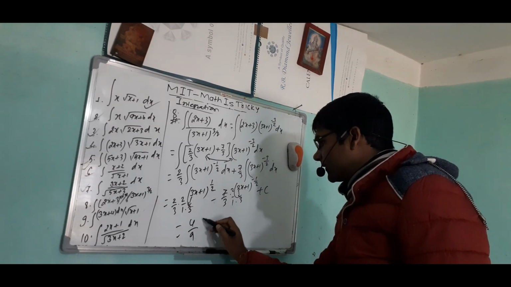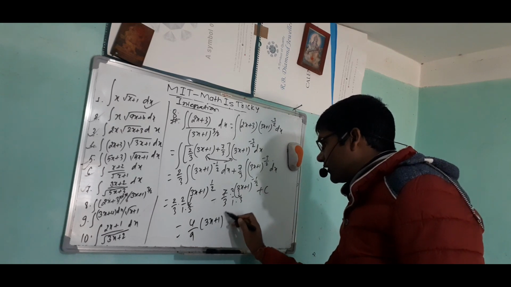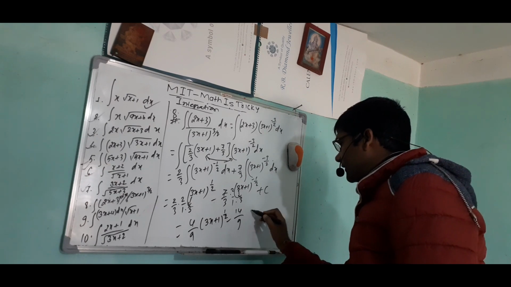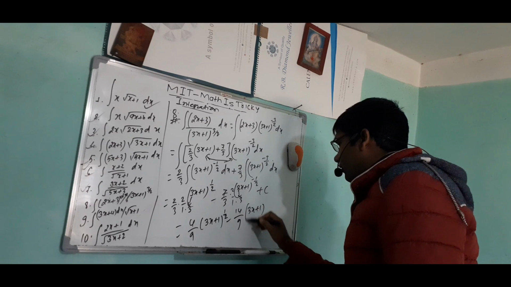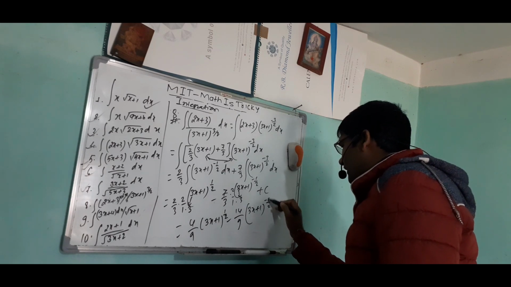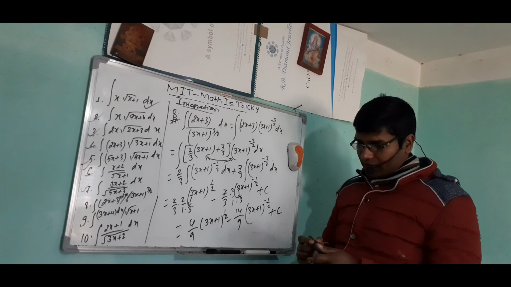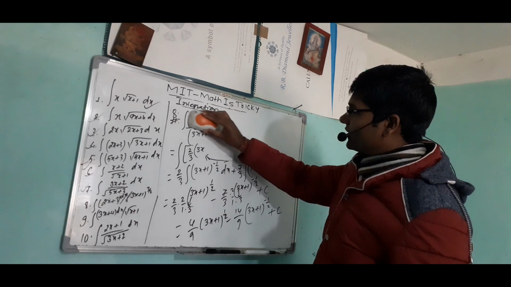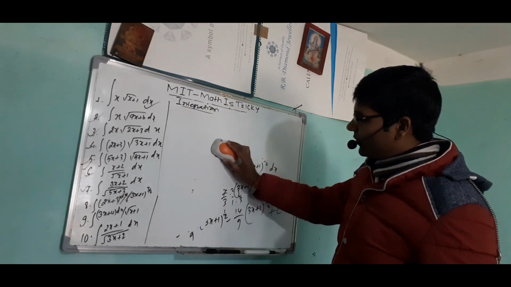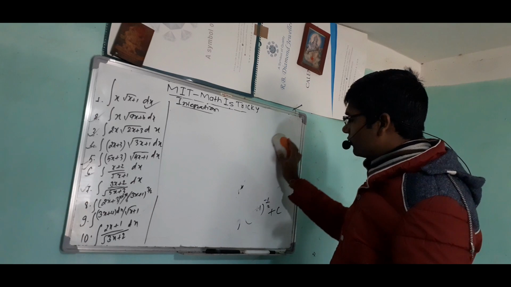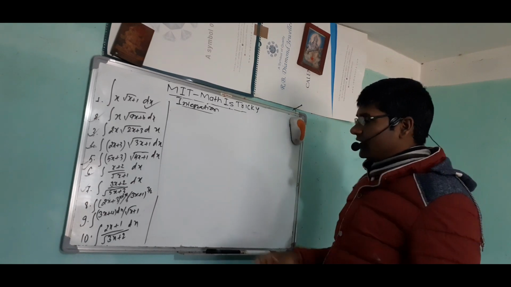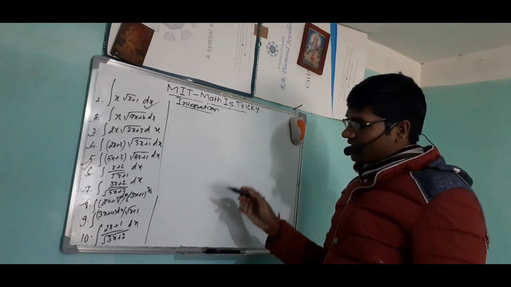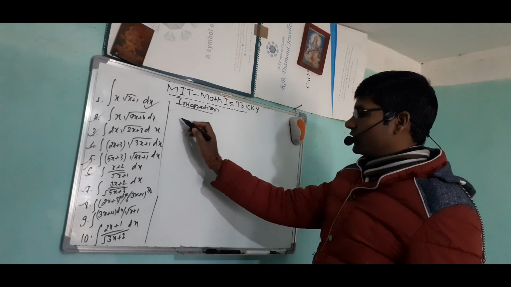4 by 9 (3x plus 1) to the power 1 by 2 minus 14 by 9 (3x plus 1) whole power minus 1 by 2. So we can bring this into the denominator also, or this is your final answer. Hope you are understanding this. And if you have any confusion, you can watch the video, solve and try to understand, and slowly you can solve also.